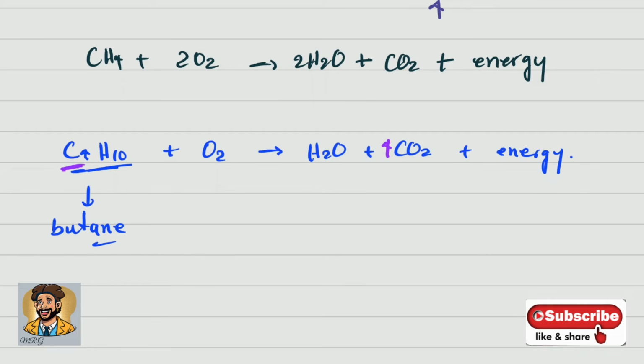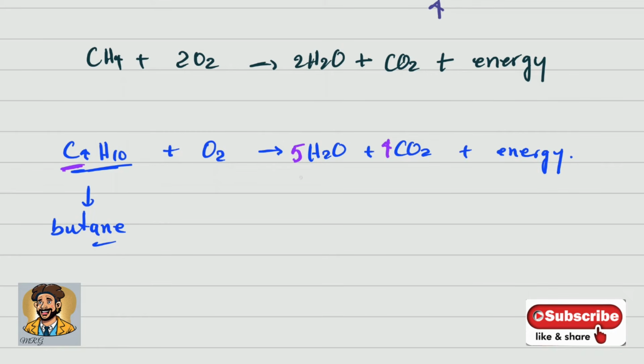Hydrogen, we have 10, and we have only 2 on the right hand side. We are going to write a 5 at the front because 5 times 2 will give me 10. So now we have the carbon and the hydrogens balanced. The problem is the oxygen.